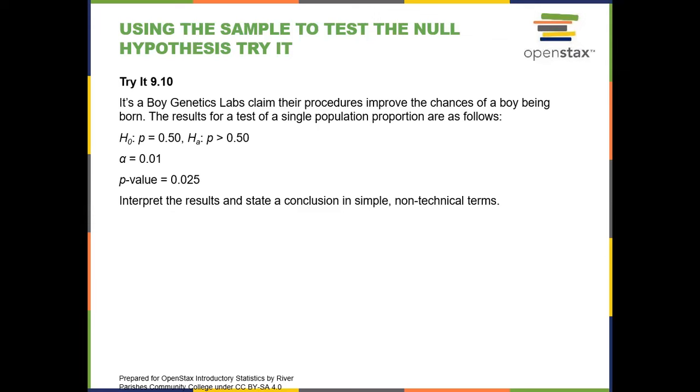If a boy genetics lab claims that their procedures improve the chances of a boy being born, the results for the test of a single proportion are as follows. Null hypothesis: p equal to 0.5, alternative: p greater than 0.5. Alpha is 0.01. The p-value came out as 0.025. The p-value is greater than alpha. Decision: do not reject H0. Conclusion: at alpha equal to 0.01, there is not enough evidence to support the alternative that p is greater than 0.5. Okay.